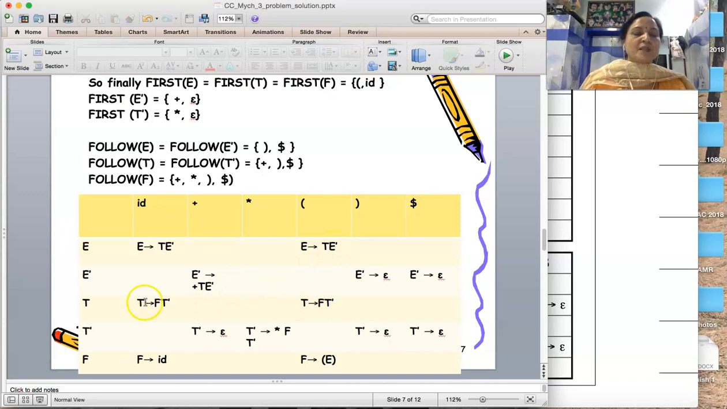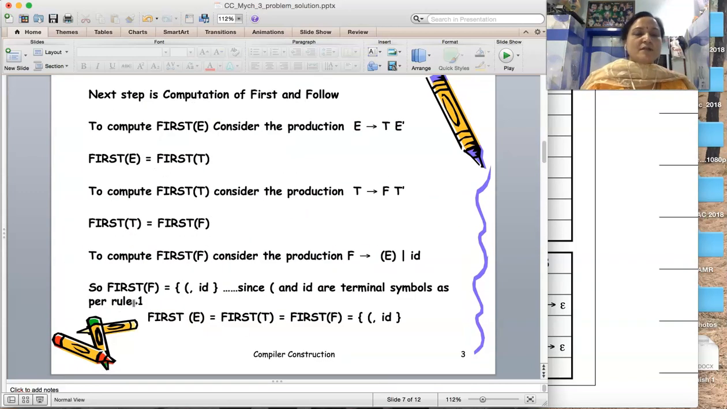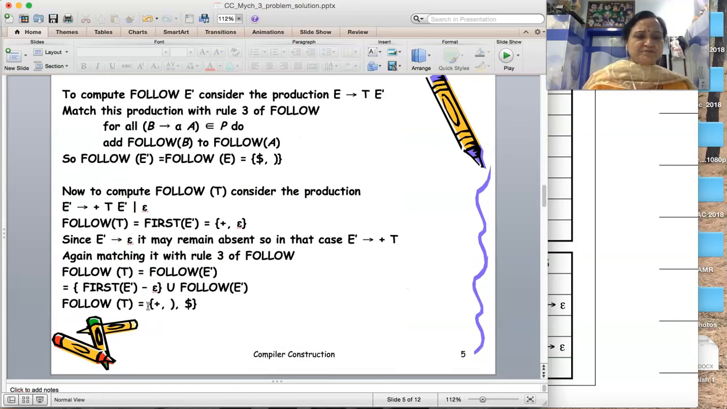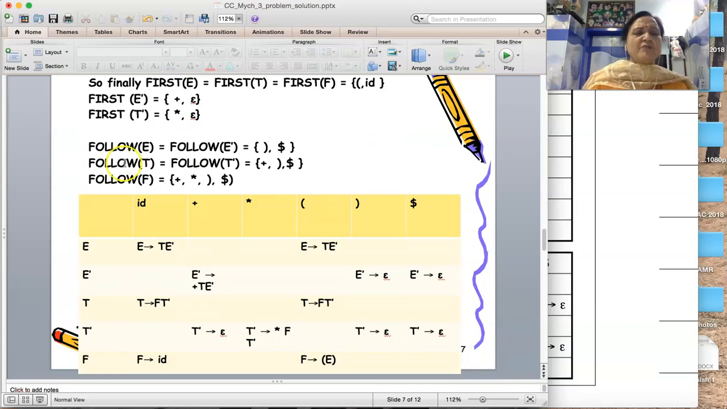Now the third production is T tends to F T dash. So compute first of T, that we have already computed. First of T equals to opening bracket comma id. So below id and opening bracket we are supposed to write T tends to F T dash.